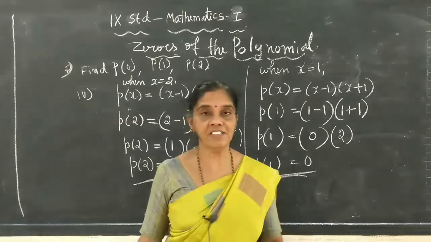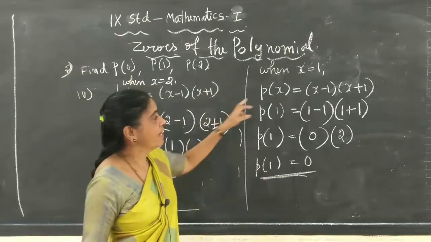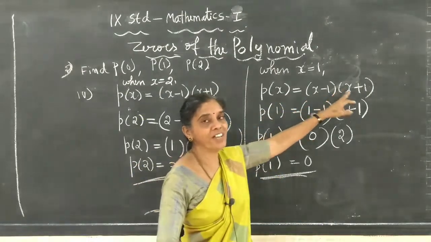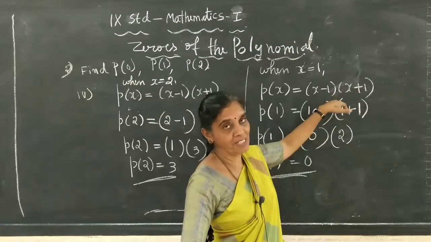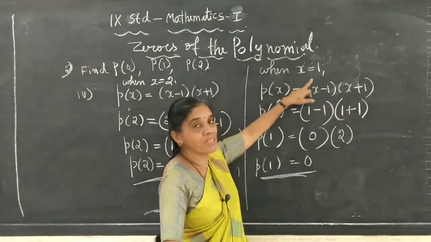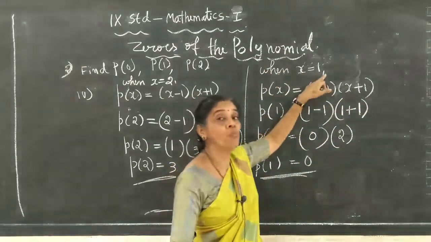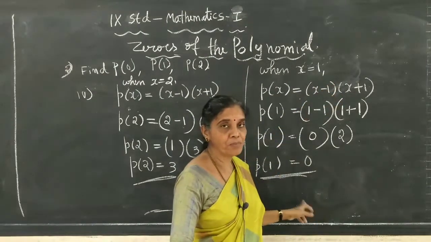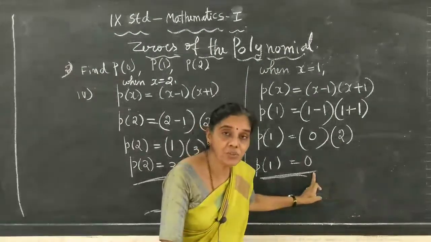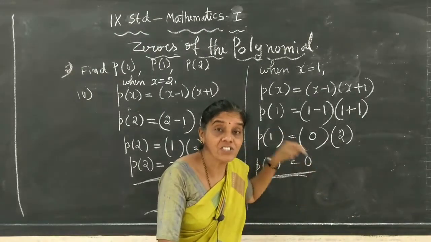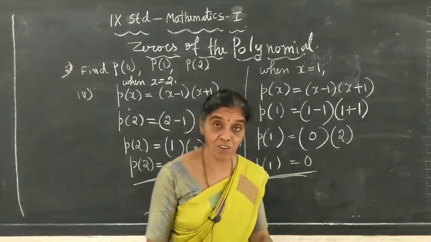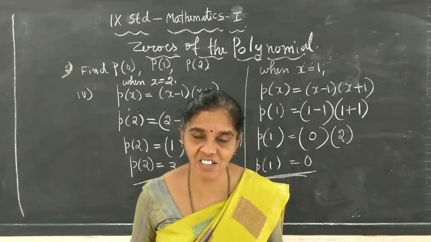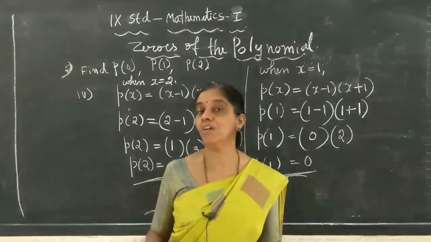Got it? Here for the polynomial (x minus 1) into (x plus 1), the zero of the polynomial is when x is equal to 1. In this case, the value of that polynomial I got is 0. The answer I got is 0. So this is called a zero of the polynomial. The value of the polynomial should just become 0.